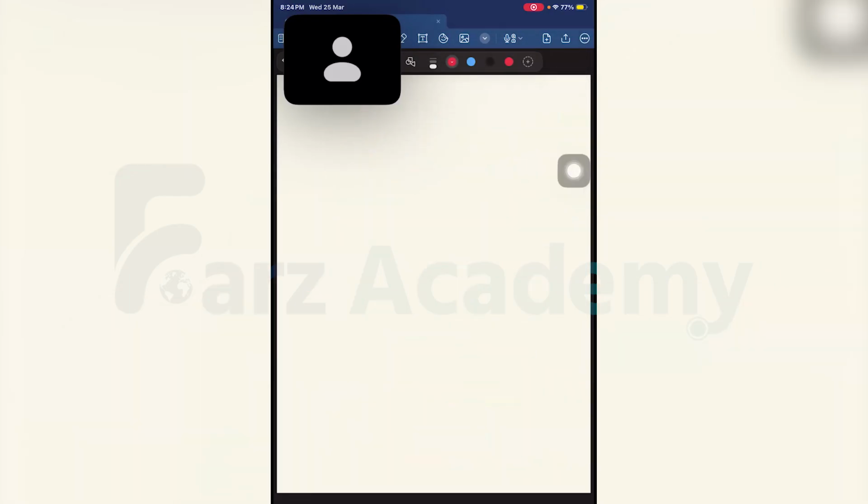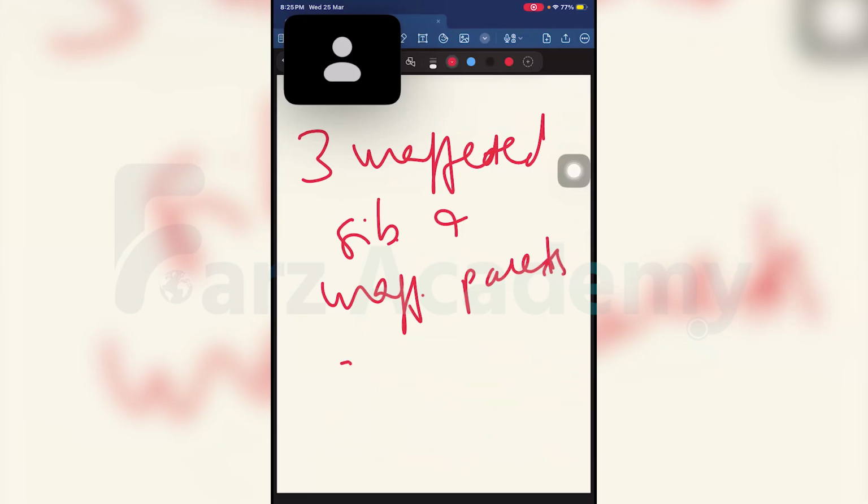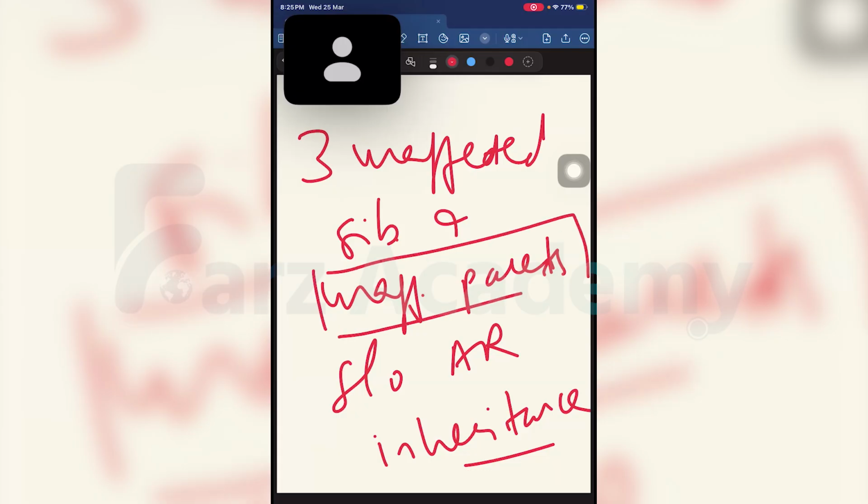Okay. Now you tell me, if I write three unaffected siblings and unaffected parents, suggestive of autosomal recessive inheritance. Is it true or false? True. Very good. Now we just learned this concept. What do unaffected parents rule out? Which type of disorder is going to be ruled out? Autosomal dominant. Very good. Okay.